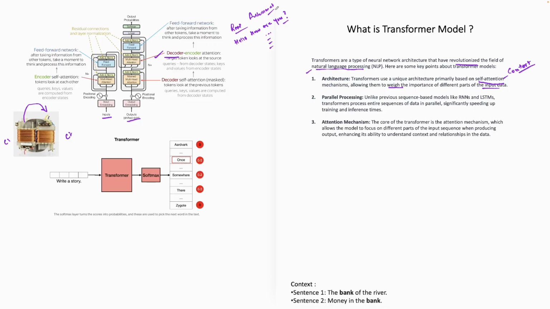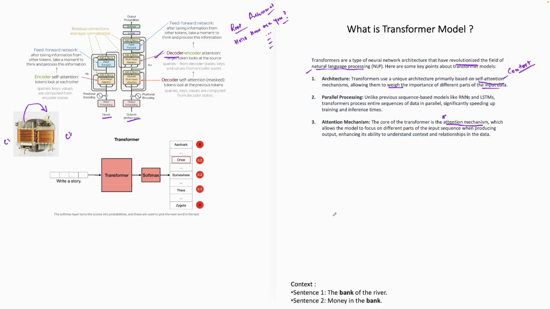Now comes the very, very important point that you need to understand. Here I gave you some hint about attention. Now we need to understand what this attention means. The core of transformer is the attention mechanism. I would say, even if you don't understand the architecture, if you understand the basic concept of a transformer model, I think the job is done. The core of transformer is the attention mechanism, which allows the model to focus on different parts of the input sequence when producing the output, enhancing its ability to understand the context and relationship in the data.